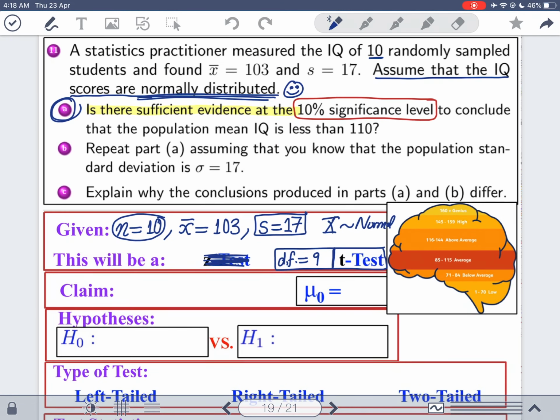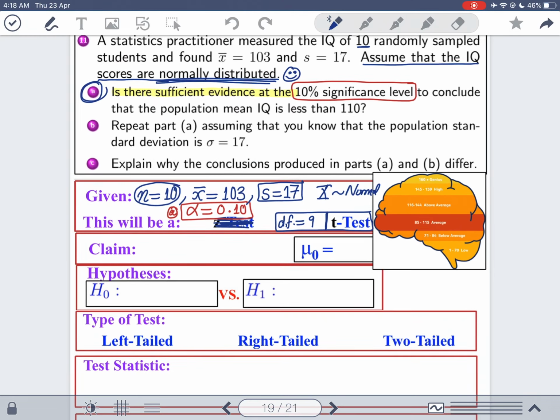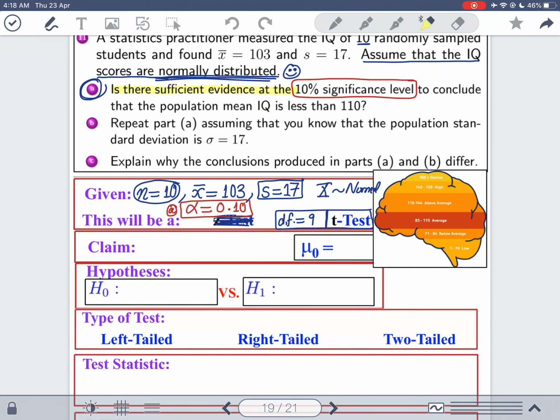So the question is, so alpha, first write it. Alpha is 0.10 because it's 10%, and this is for part A. Okay, good. So now what is the claim? Is there sufficient evidence to conclude that the population mean IQ is less than 110? So the claim is mu is less than 110, and because it doesn't have an equal sign in the claim, this is the alternative hypothesis H1. And mu 0 is 110. So you'll write here 110 for mu 0.